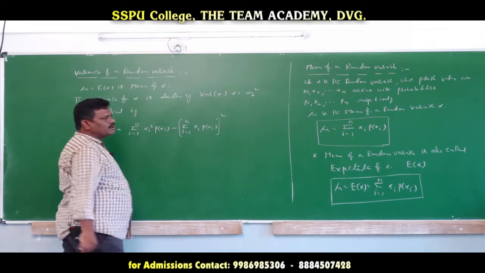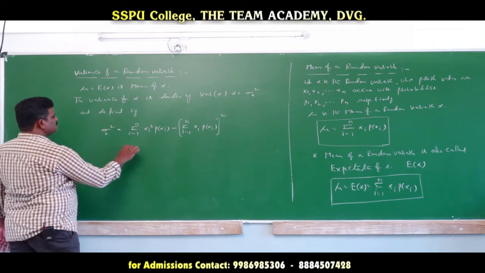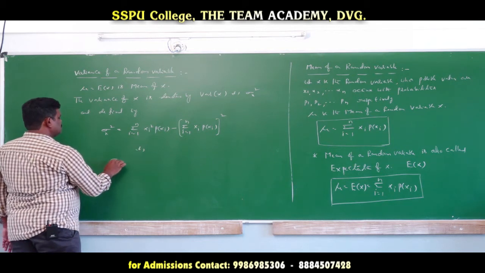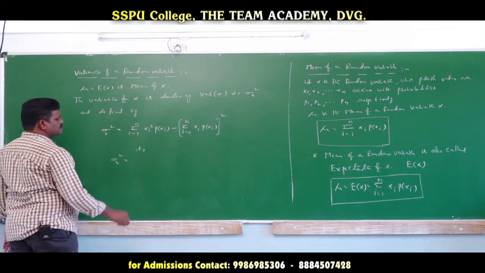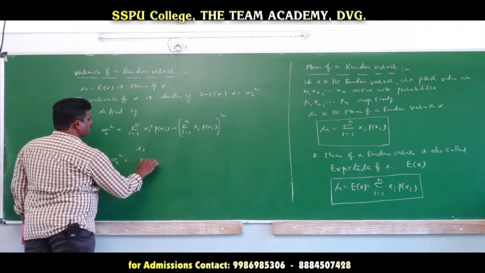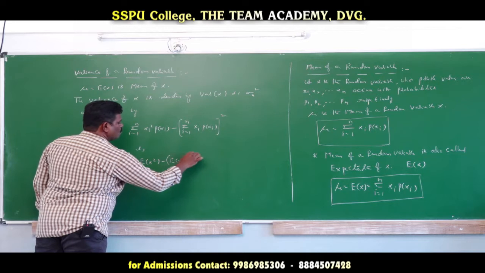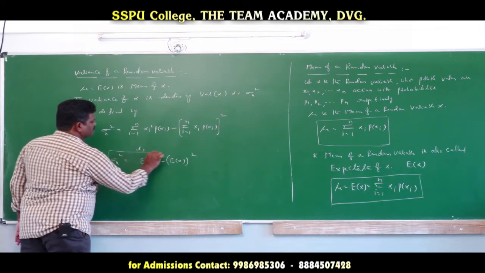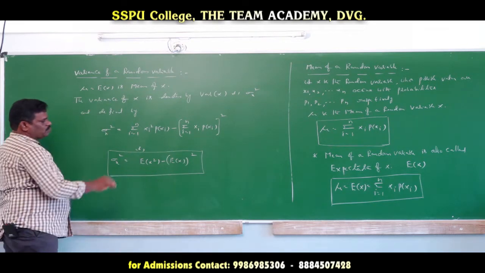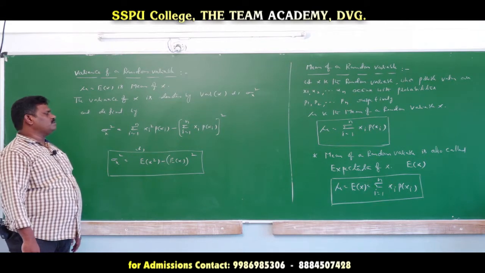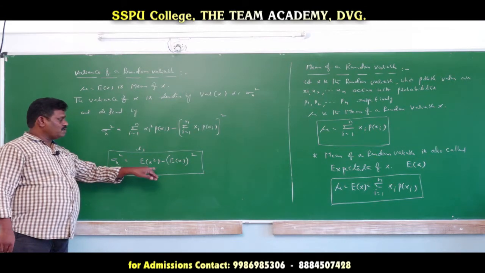So just remember this formula. Sigma x square, or variance, is the expectation of x square minus the expectation of x whole square. Now this represents the variance formula in probability for a random variable.